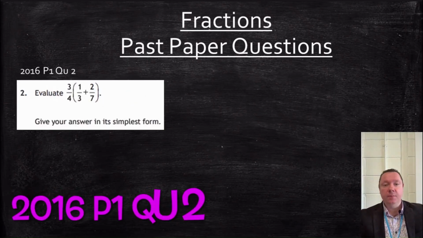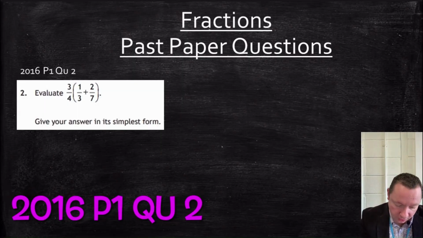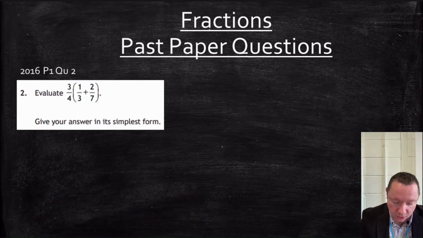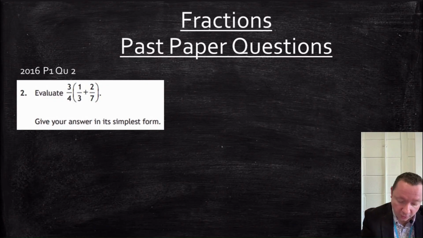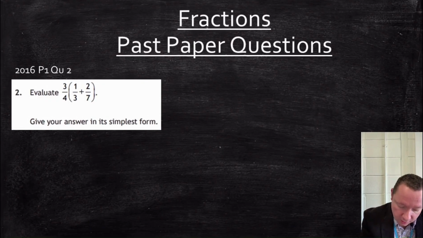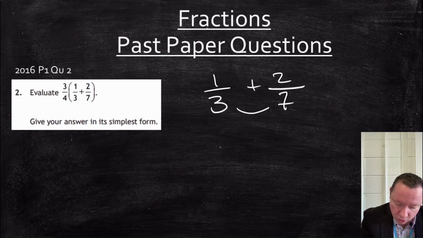Okay, 2016, paper 1, question 2. 3/4 brackets 1/3 plus 2/7. So BIDMAS gets involved here. I do the bits inside the brackets first, then I times the bit outside. So the first thing I'm going to do is 1/3 plus 2/7. Common denominator is 21, 3 times 7.